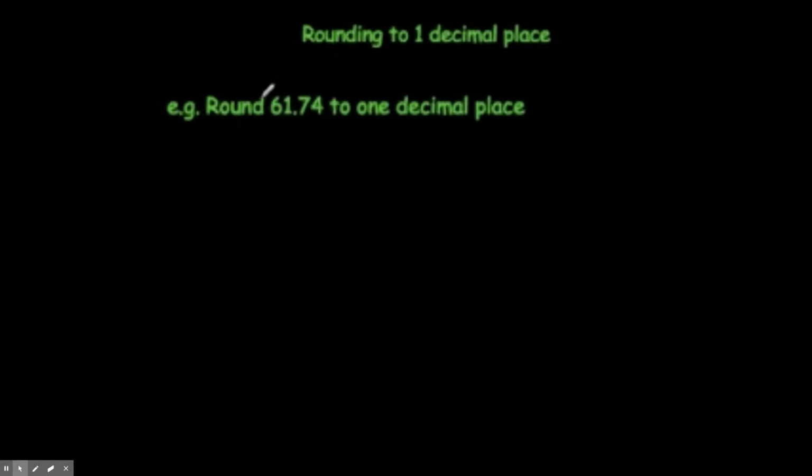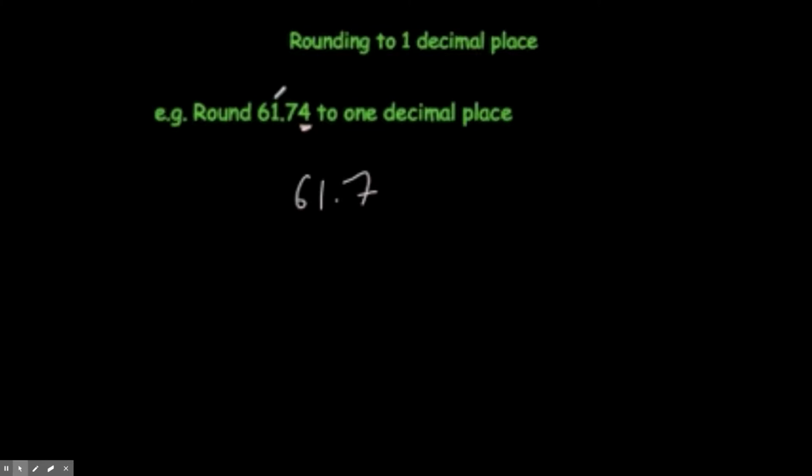Next, round 61.74 to 1 decimal place. Again, we look at the second decimal place. The second decimal place is a 4, so that means we round down. So 61.74 rounded to 1 decimal place would be 61.7.